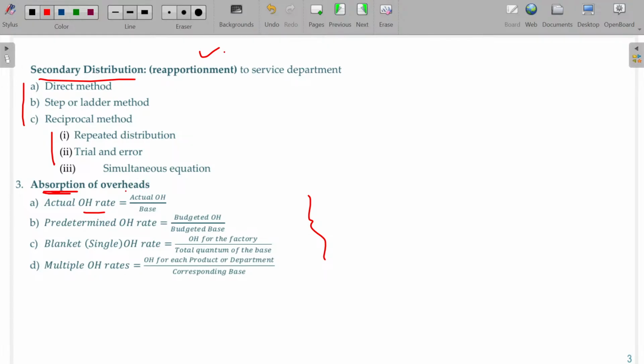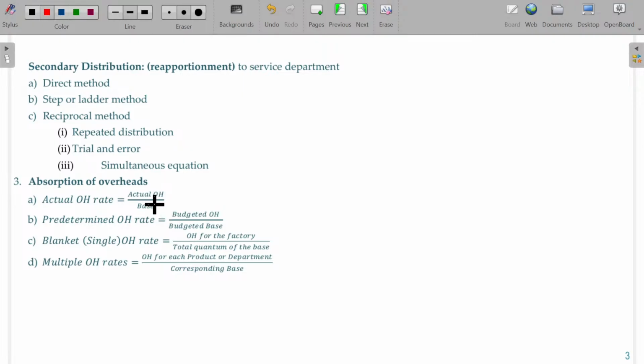Thereafter, you are absorbing the overhead to the product using one of the bases. Actual overhead divided by base. Base could be of six varieties, which we have already seen: either material cost, labor cost, or prime cost, or machine hour, or labor hour, even sales unit. Now, what is called predetermined overhead rate? The actual overhead is one thing; predetermined is nothing but budgeted. That's the difference. Blanket rate is nothing but the overhead for the entire factory divided by the total quantum of the base. But multiple overhead rates may also be applicable: overhead for each product or department, with the corresponding base, will be calculated.